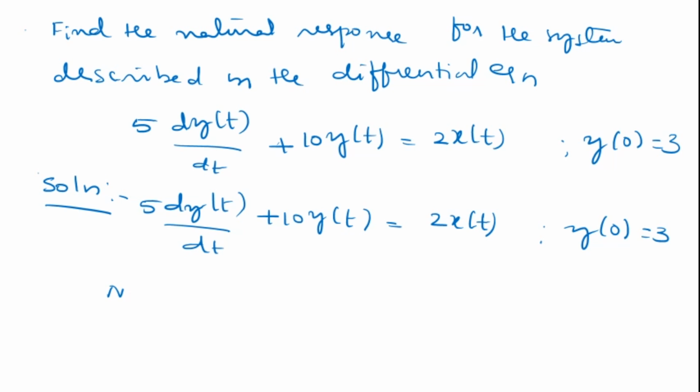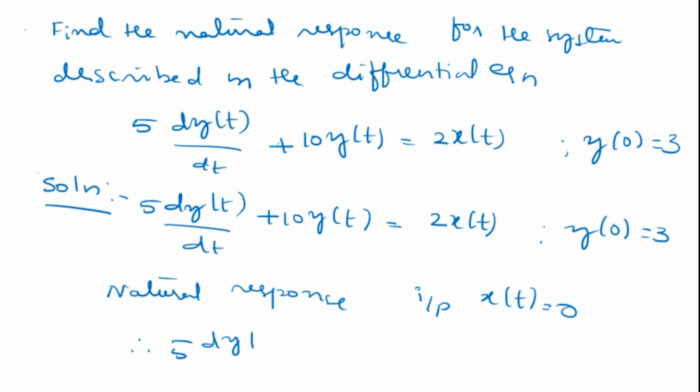So to find natural response, we have to consider input x(t) is equal to 0. That is to get the homogeneous equation. Therefore, 5 dy(t)/dt plus 10 y(t) is equal to 0. We are going to call it as equation number 1.